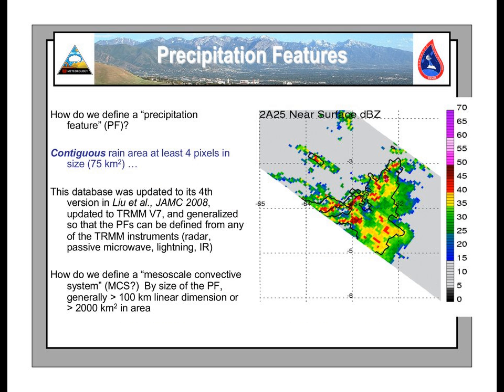Okay. So what is a precipitation feature? Very simply, we define a feature as contiguous precipitation area on the TRIM precipitation radar. How do we define a mesoscale convective system? Bob Houze used to define it as anything that's 100 kilometers linear dimension. We define it very loosely as something about 2,000 kilometers square in area. In other words, much bigger than an individual convective cell or convective storm.